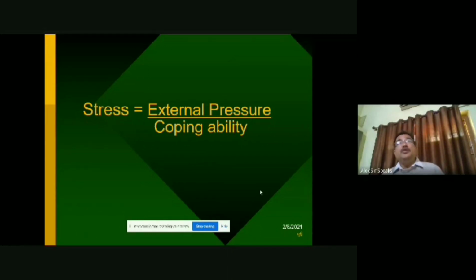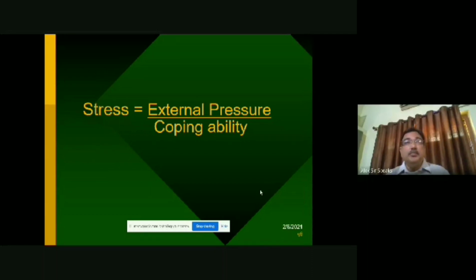Coping means, if there is an adverse situation, an unpleasant situation which will come in my life, how can I cope with that? What is my ability to cope with that? What is my ability to face it and withstand it and pass it over? So that is called coping ability, and that is an internal concept altogether.